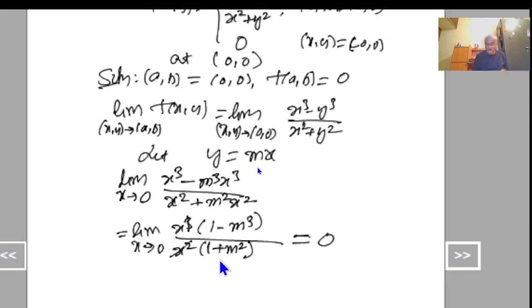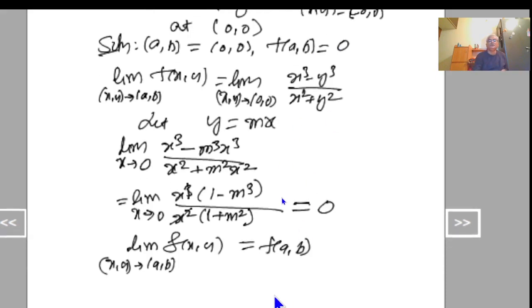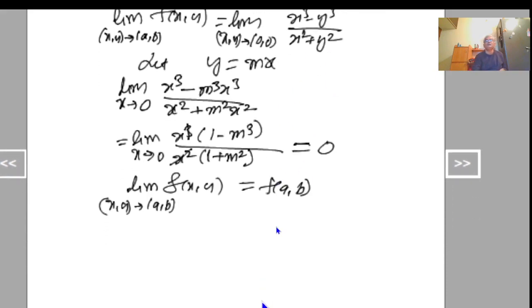So here what I am getting is that the limit of the function is equal to 0 and the value of the function is also equal to 0. So I am getting limit of f of x comma y as x comma y tends to a comma b is equal to f of a comma b. So this satisfies the definition of continuity. Therefore we say that f of x comma y is continuous at 0 comma 0.